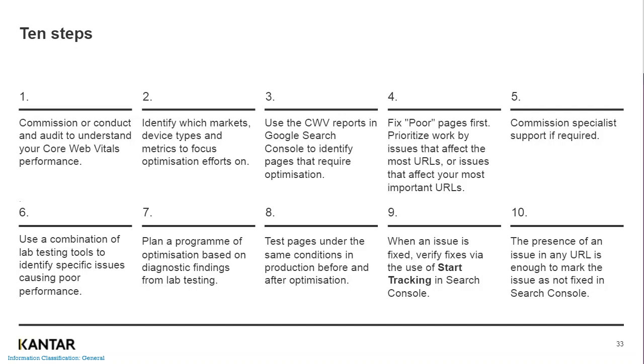Test the same pages under the same conditions in production before and after optimization to measure and confirm any performance improvement. And when an issue is fixed, verify fixes via use of start tracking in Google's Search Console. This will trigger the start of a 28-day monitoring session to check for instances of the issues in your site. And if Search Console flags the issues as not fixed, investigate again and fix.